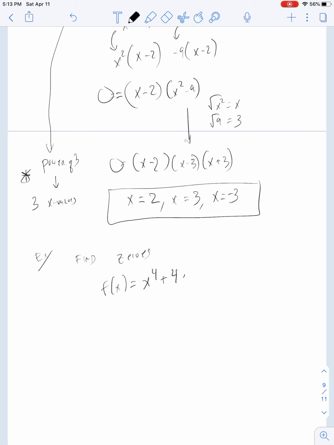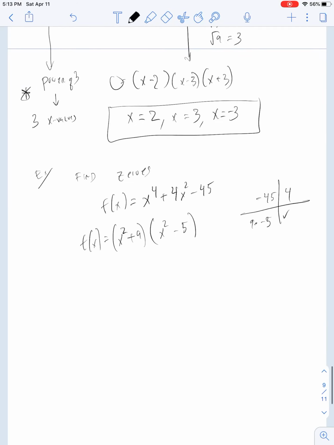Next example here, find zeros. f of x equals x to the 4th plus 4x squared minus 45. This is a trinomial. Our a is 1. So we have a negative 45. That gives us 4. That'd be a 9 times a negative 5. That works. All right, so these have to be x squares. But here we see, no, we can't do anything there. We can't factor. These are both non-factorable.